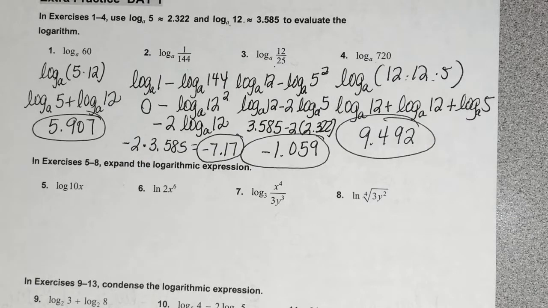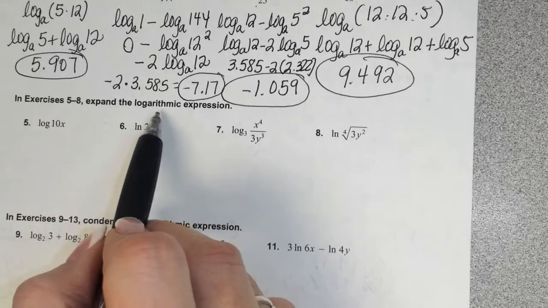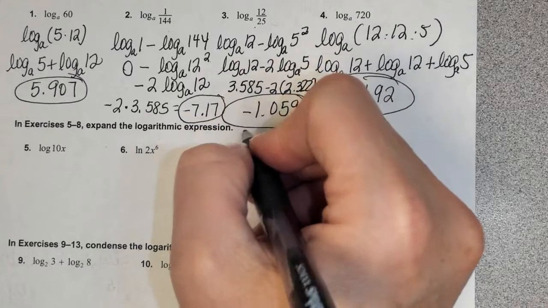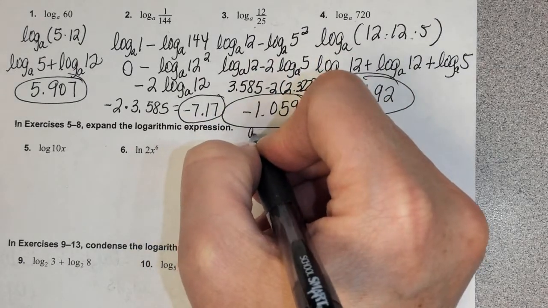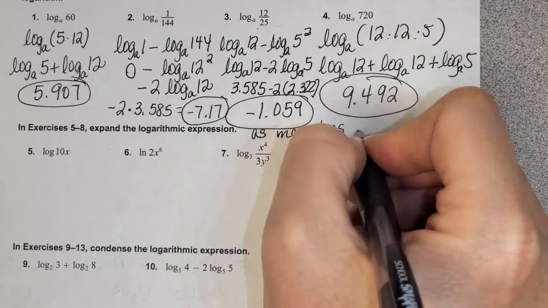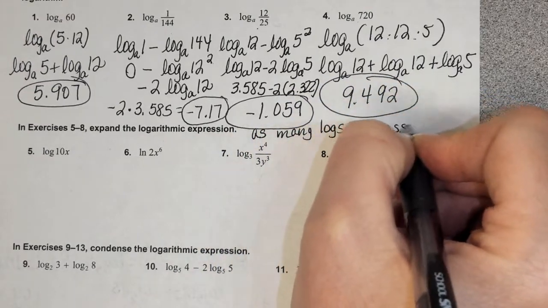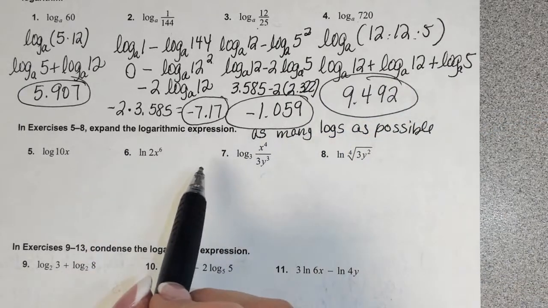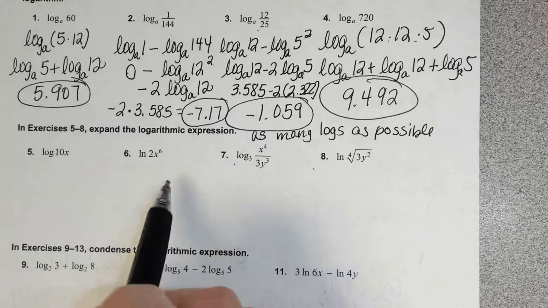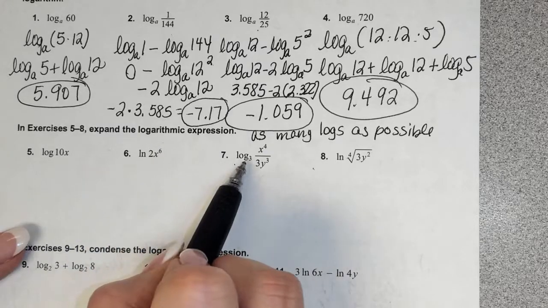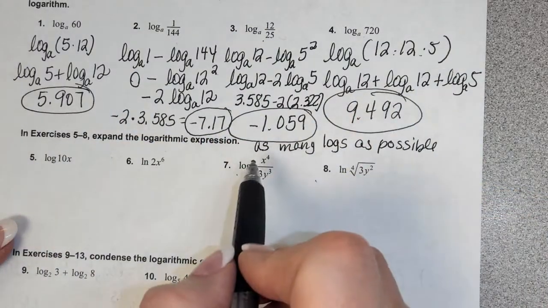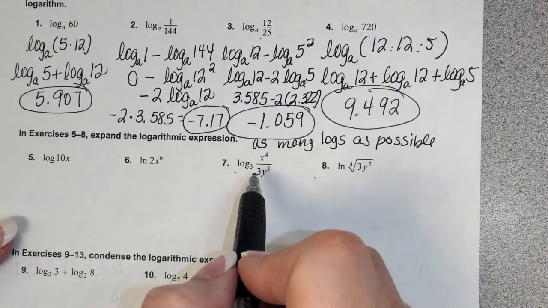All right, so now we're going to do a process called expand the logarithmic expression. When you see the word expand, it means that we want to have as many logs as possible. So expanding, of course, means to make larger. I'm going to do 7 and 8. You'll go back and do 5 and 6. So on number 7, expanding this. It's just like what we did up here, except now we're going to have variables instead of numbers.